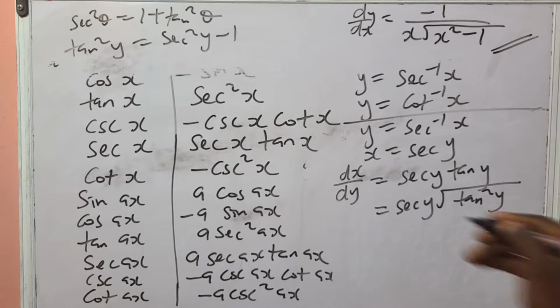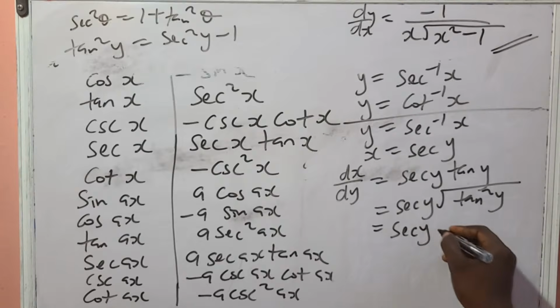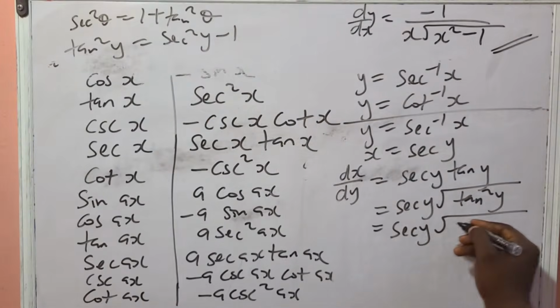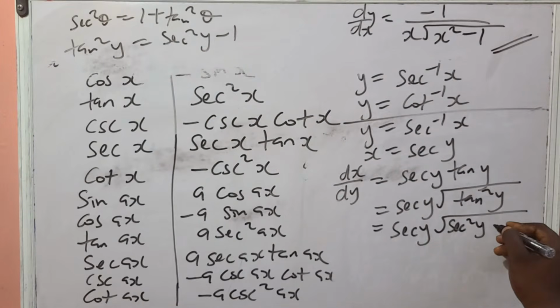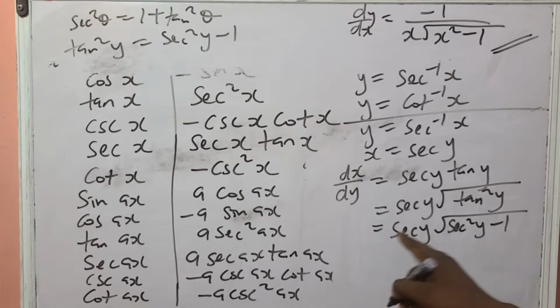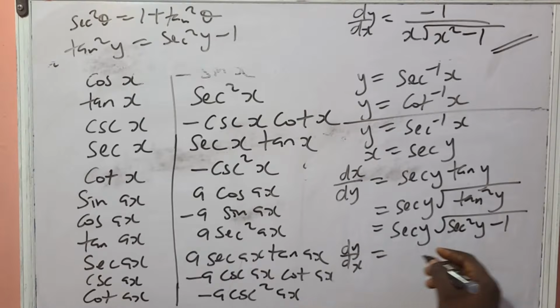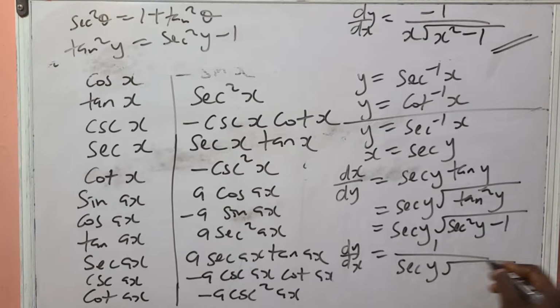So now I can write this as sec y, then I'll write my square root. Wherever I see tan squared y, I want to put in sec squared y minus 1, according to the identity under trigonometry. Look at it right there. This thing I'm writing is dx over dy. So that means dy over dx will be equal to, of course, the inverse of this: 1 over sec y times the square root of sec squared y minus 1. All right. You can leave it this way if it's okay for you.